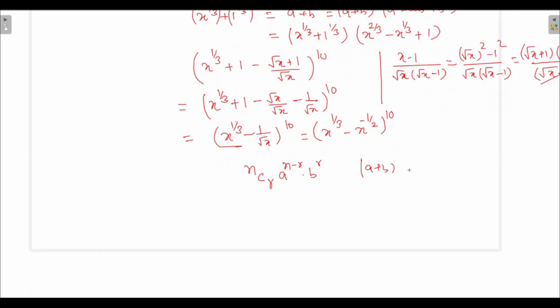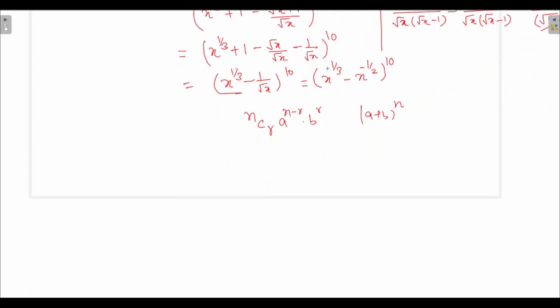So in this case, whatever we have got as a plus b, we will write that. In place of n, we have got 10. And then this is CR. And then in place of a, I've got x raised to the power 1 by 3, and the whole thing is raised to the power n minus r, which is 10 minus r. And then into b raised to the power r, where b is minus x raised to the power minus half, and the whole thing is raised to the power r.